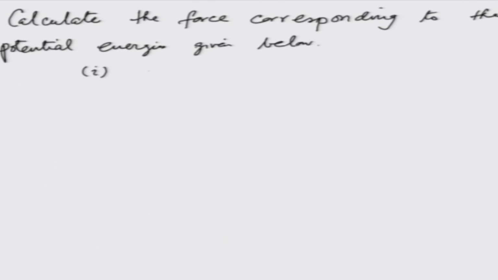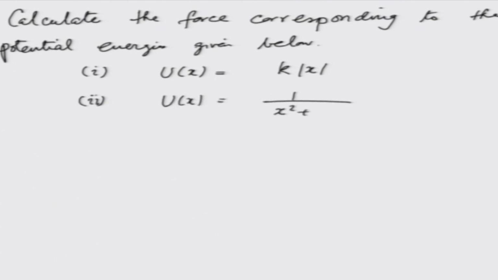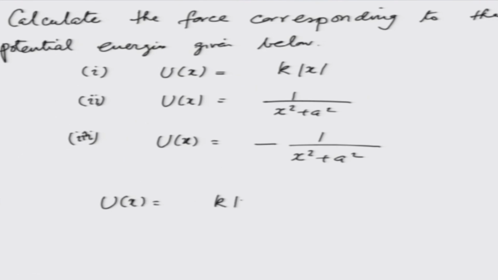So, the potential energies given are: first, U(x) equals k modulus x; second, U(x) equals 1 over x square plus a square; and third, U(x) equals minus 1 over x square plus a square. Let us take them one by one. In the first, U(x) is given to be k modulus x, and therefore this is equal to kx for x greater than 0 and minus kx for x less than 0.